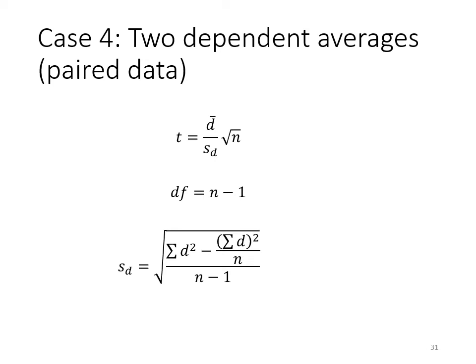D is the difference between each set of paired data. S sub D is the standard deviation of the differences between the paired observations. And D bar is the average difference in the paired values. All the other terms we've defined before.